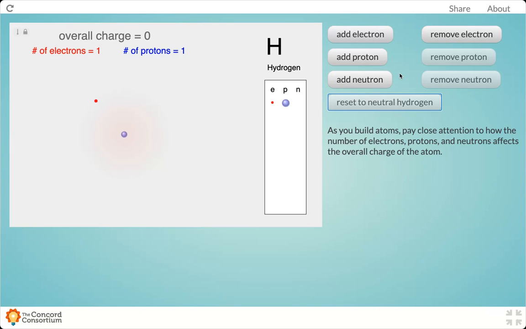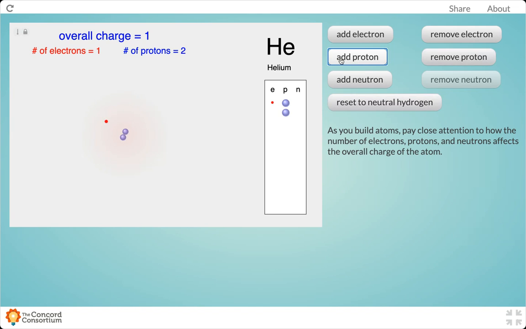Now, something that you need to remember, especially as we're using this simulation, is we want to talk about neutral atoms first. Remember, the word neutral means it doesn't have a charge. So if protons are positively charged, they need to be balanced out by the negative charge of the electrons. Let's take a look at hydrogen first. Hydrogen has 1 proton.